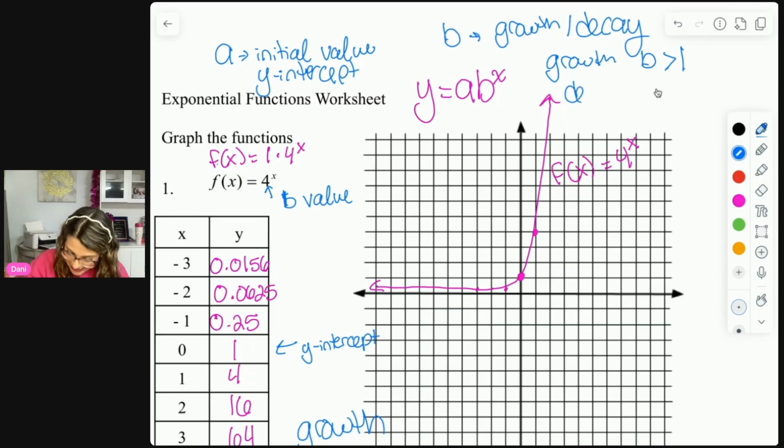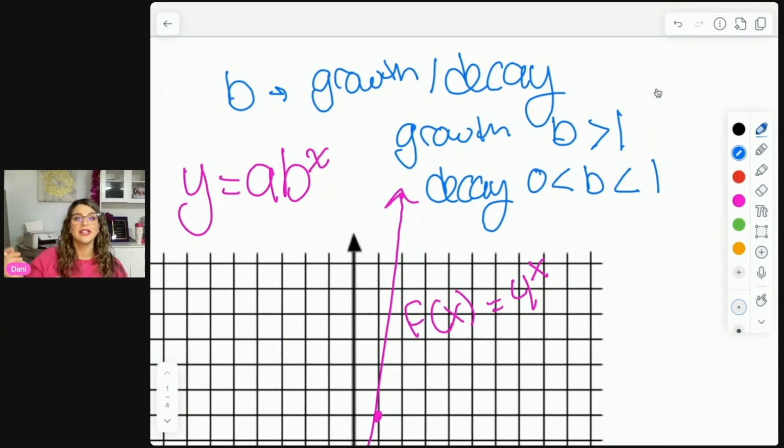It's going to be decay when it is between 0 and 1. I'll zoom in on that so it's a little easier to see. So it's not going to go into the negatives. And if it equals 1, when you multiply by 1, nothing exciting happens, right? So it's going to be strictly between 0 and 1. So you got like 0.5 or 1/2, 3/4, 7/8, 1/10. Something like that is going to be decay, and it's growth when it's bigger than 1.